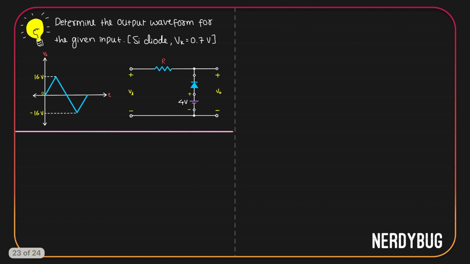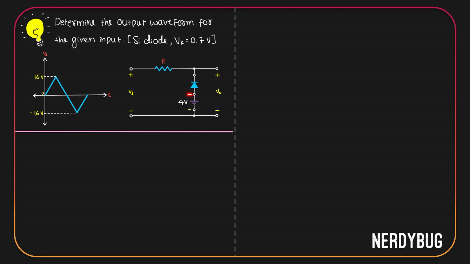Let us see the next problem. Determine the output waveform for the given input. The diode is a silicon diode. Its knee voltage is 0.7 volt. We have the same input from the previous question, same circuit. Only difference is diode is not ideal. Let us do proper analysis to find the output.